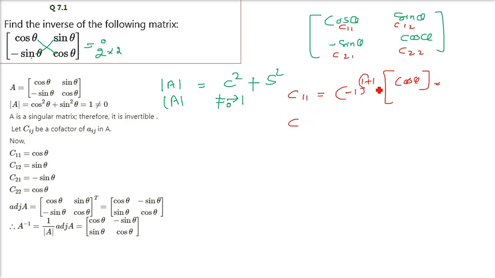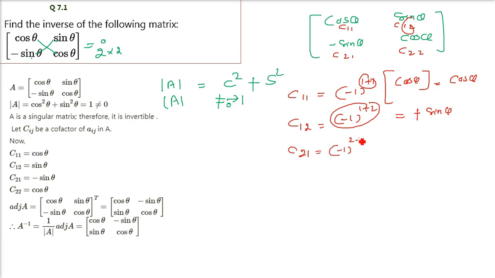Let me write it directly, minus 1 to the power 2 is 1 only, so it is going to be cos theta. Now C12 we are finding. It will be minus 1 to the power 1 plus 2, and then we leave the row and column, and we only get negative sin theta. So this is minus 1 to the power 3, that is negative, negative becomes positive, so sin theta. C21 is minus 1 to the power 2 plus 1, and we leave the row and column where it intersects, only sin theta will remain. Now negative 1 to the power 2 plus 1 will be negative, so it will be minus sin theta.